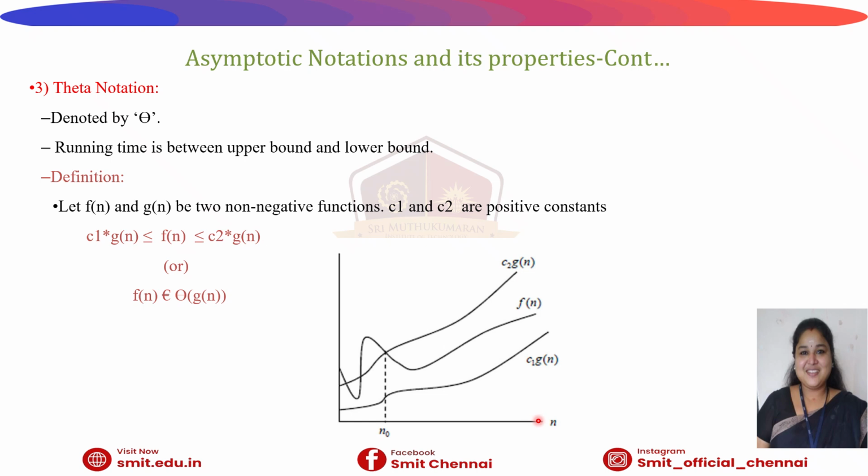This is the graph. At the position of n0, f of n is in an intermediate position. C2 into g of n takes the upper bound value, and c1 into g of n takes the lower bound value. F of n should be in an intermediate position. So these are the asymptotic notations.